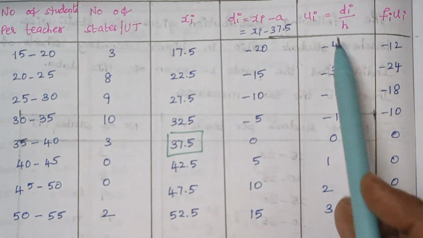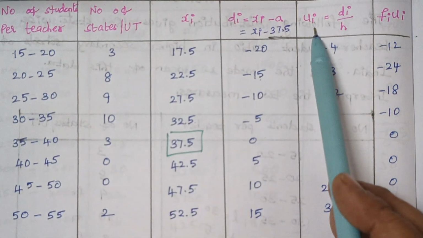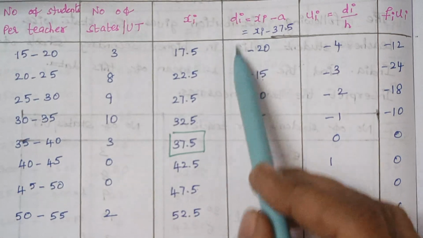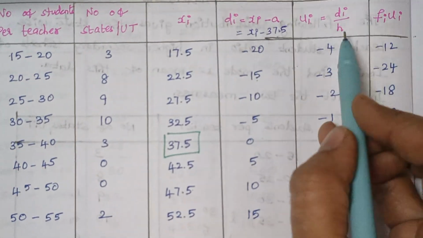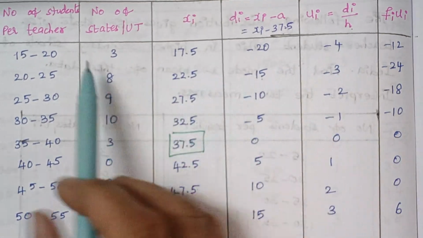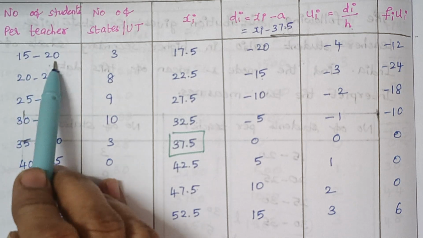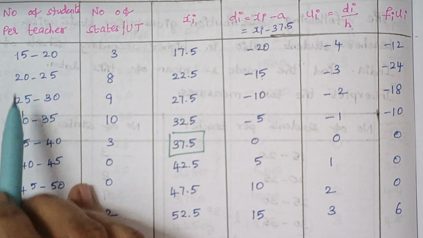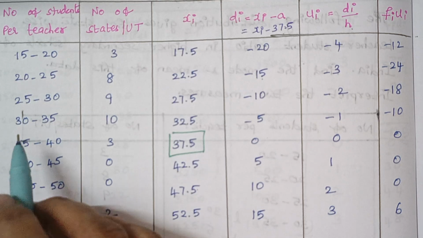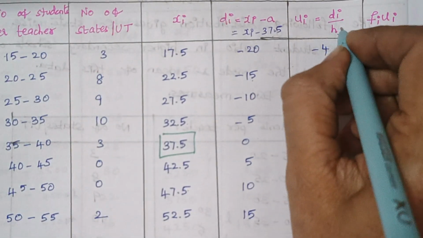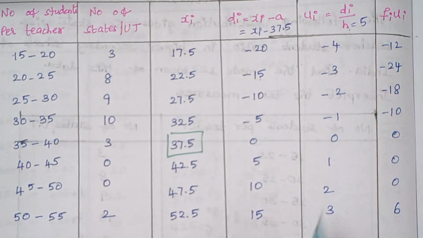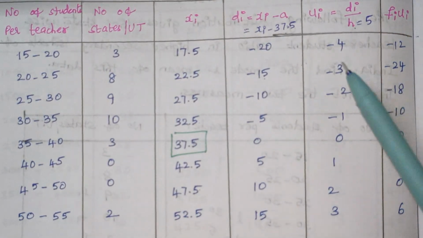Now the next thing is ui. So ui is nothing but di by h. Here we have the values of di. So what is the value of h? Again h is the difference between the intervals. So 20 minus 15 is 5. Similarly 35 minus 30 is 5. So it is nothing but the difference in the intervals. So here the value of h is 5.